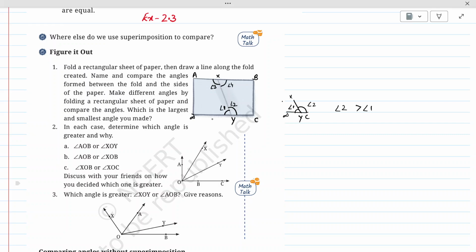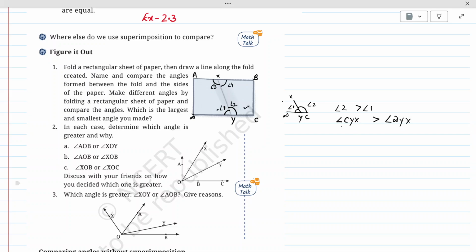Okay. And if I want to name this, what is angle 2? The name of angle 2 is DYX. DYX is greater than angle 1. Sorry. Angle 2 is this one, kids. So this is angle CYX. Angle CYX is greater than angle 1, that is angle DYX. Okay. This angle is greater than this angle. So this is the largest angle.